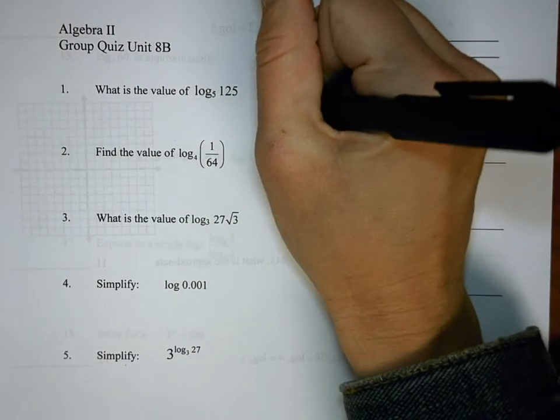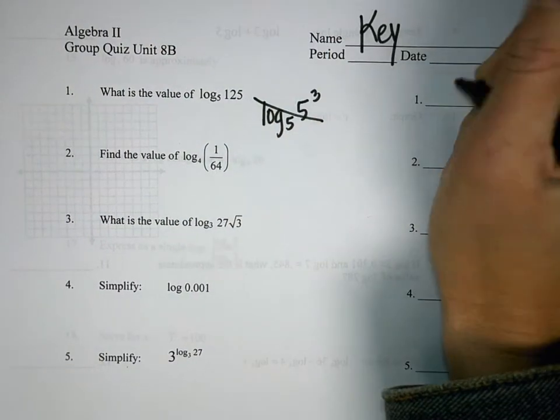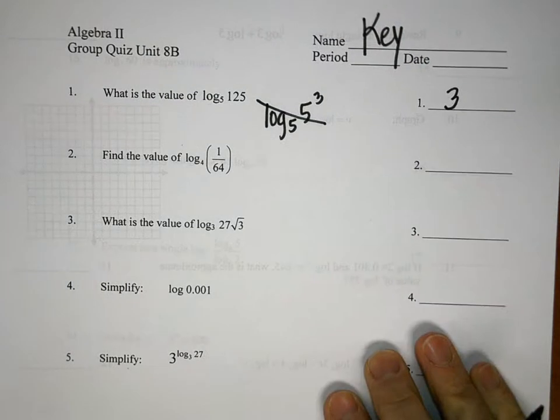So, 125 is 5 to what power? To the third. Very good. Therefore, these cancel, and your answer is 3.